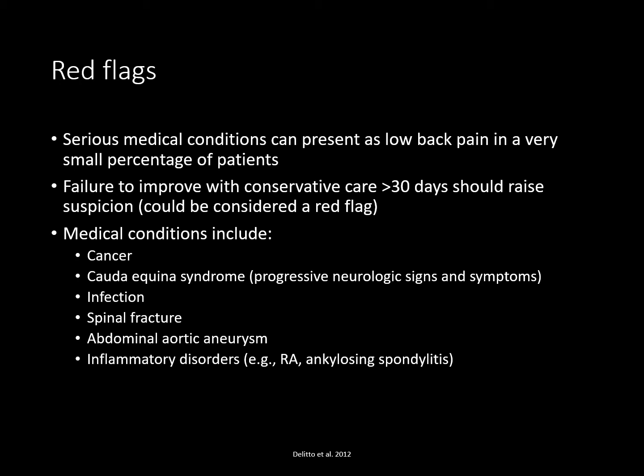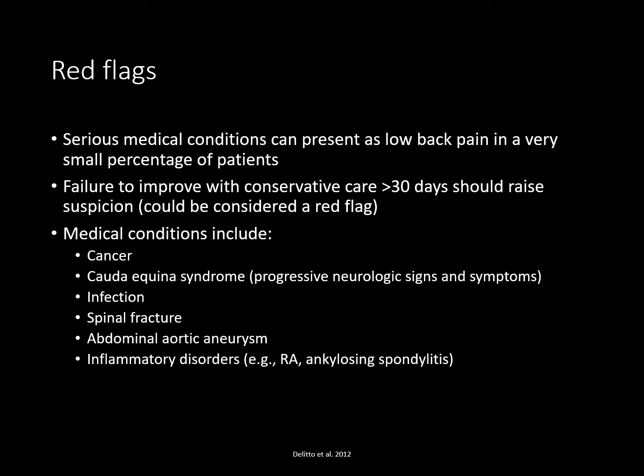And so when we begin to look at red flag findings for the low back, we're talking about those visceral organs, but we're also talking about conditions like cancer, cauda equina, infection, fractures, abdominal aortic aneurysms, and inflammatory disorders like rheumatoid arthritis and ankylosing spondylitis. As you go through your history, you're going to start to ask questions, and you're going to want to know, especially in patients who don't get better, is this a red flag finding, and am I concerned about a sinister condition?